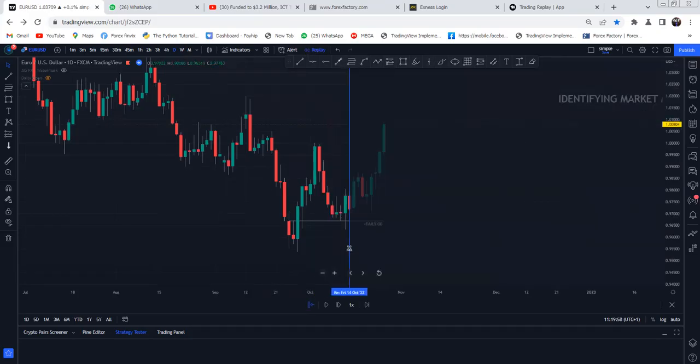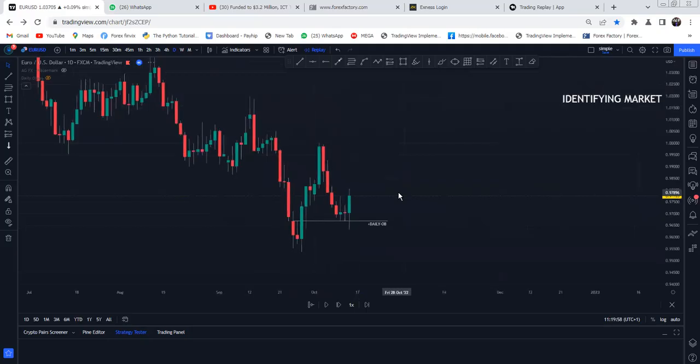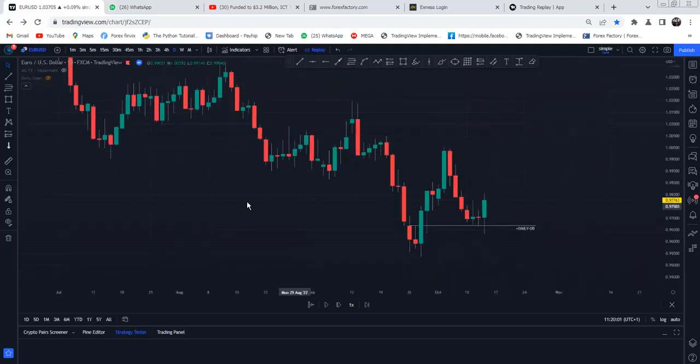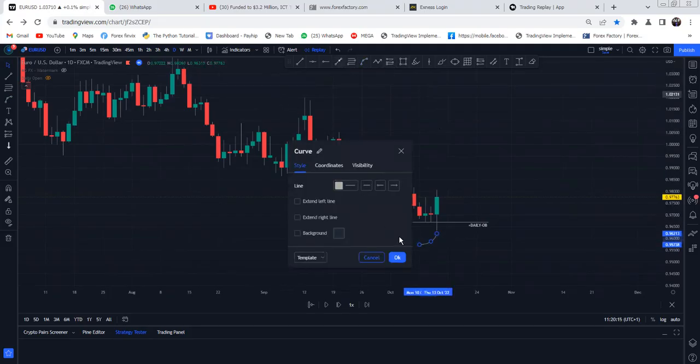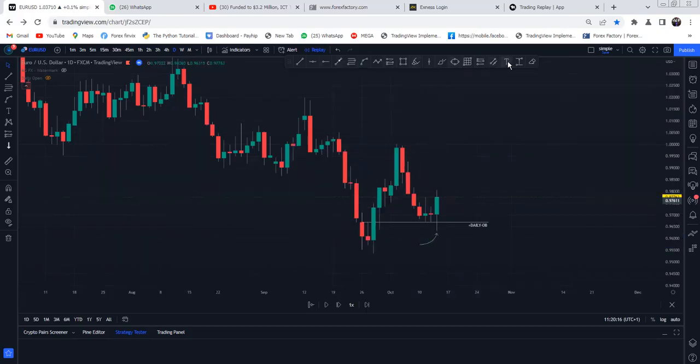Suppose that price is still somewhere around this area. How are we going to know if this is going to be a market maker buy model? So this candle here, taking the high and the low of this is already a bullish confirmation, and it is a flagship reversal. I think I told you guys that. That's a flagship reversal pattern.